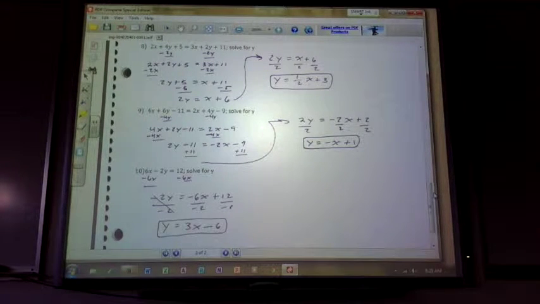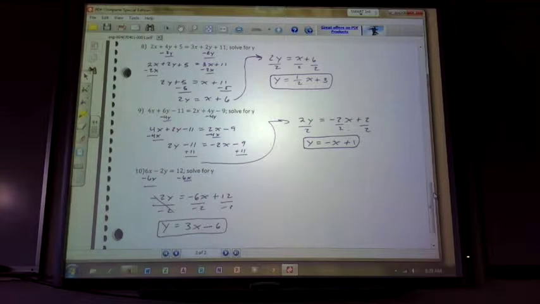And then 6 over 2 is 3. Number 9, same way. You have to start someplace. So I'm just going to start by subtracting 4y from both sides. And then after that, I subtracted 4x from both sides. Added 11 to both sides. And then divided all the terms by 2 to get y equals negative x plus 1.